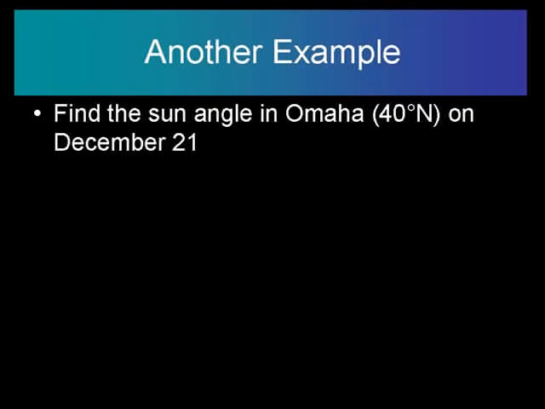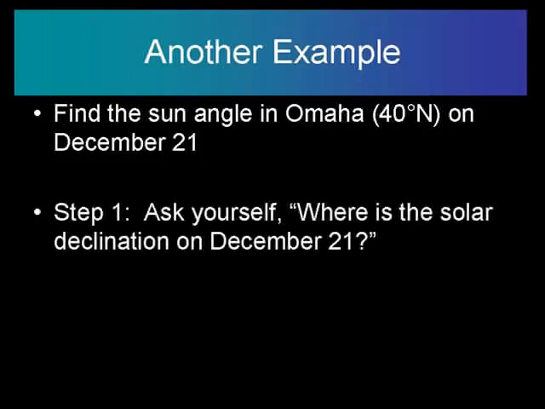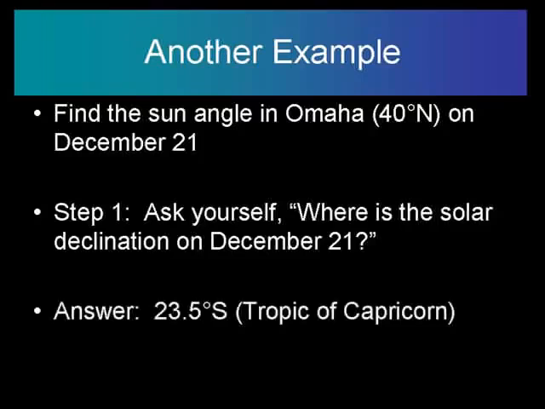Let's do another example just to make the point clear as to how this is all done. Let's find this noon sun angle in Omaha, which again we'll say is 40 degrees north, on December 21st. Okay, simple 3-step process. Firstly, ask yourself where the solar declination is on December 21st. December 21st is the December solstice. The sun is at the Tropic of Capricorn on that day, so the solar declination is 23.5 degrees south.